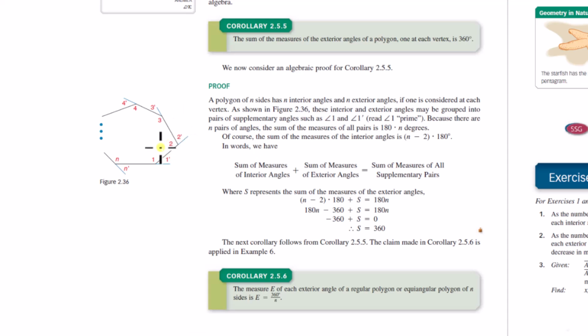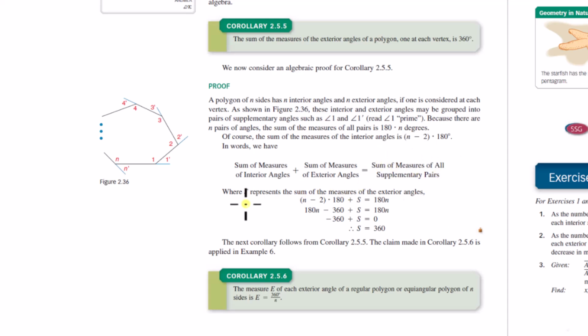So what they're saying is for each exterior angle, you can group it with the interior angle, as supplementary pairs. So you can say that the sum of this angle plus this angle plus this angle, all the way around, is going to be 180 times the number of sides, which is the same as the number of vertices. Now it says, of course, the sum of the measures of the interior angles is this. So in words, we have the sum of the measures of the interior angles plus the sum of the measures of the exterior angles equals the sum of the measures of all supplementary pairs.